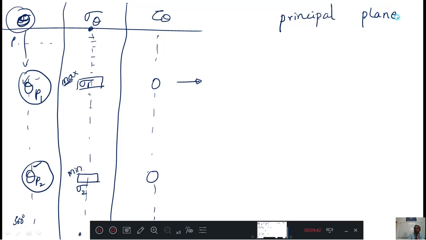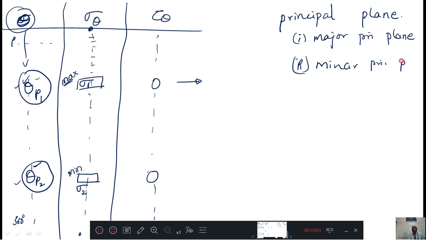But two principal planes are there, no? One here and one here. Therefore, we will name the first one as the major principal plane. And the second one is what? The second one is the minor principal plane. You distinguish between the two principal planes. Then can you define what is a principal plane?